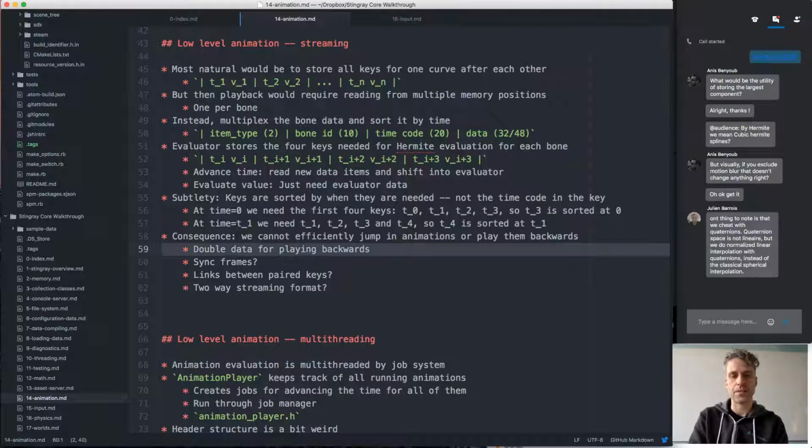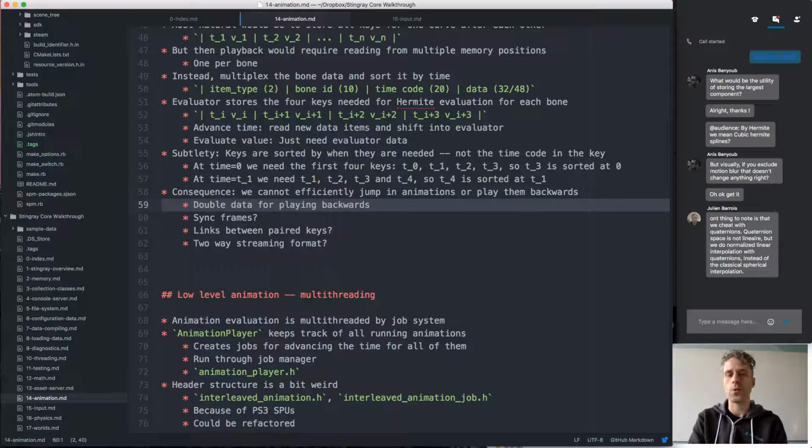Also, we can't play animations backwards in an efficient way, because the keys are sorted by the point when they are needed for forward evaluation of the animation. If we're trying to play it backward, we don't know where to find the key. If we played this backward, then when we got to this segment T1 here, we would need to find T0, but it wouldn't be stored just before this key. It could be stored at any point before this key in time. So we have no efficient way of jumping in animations and no efficient way of playing them backwards.